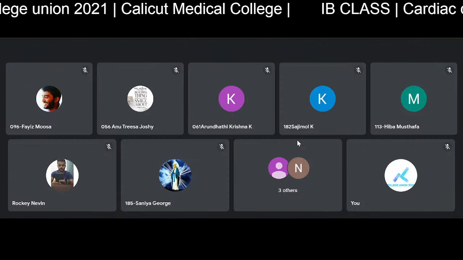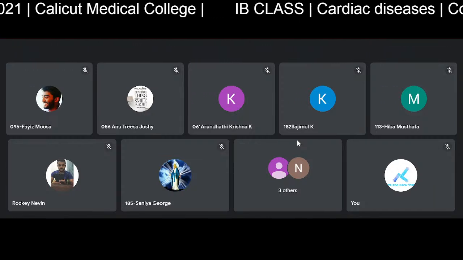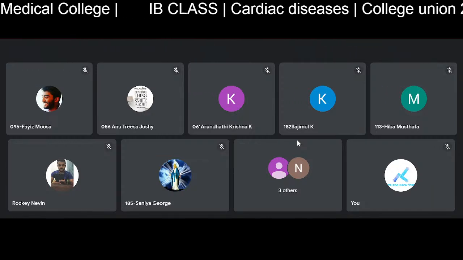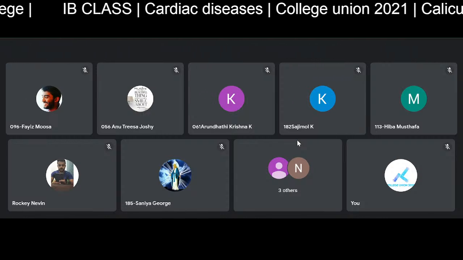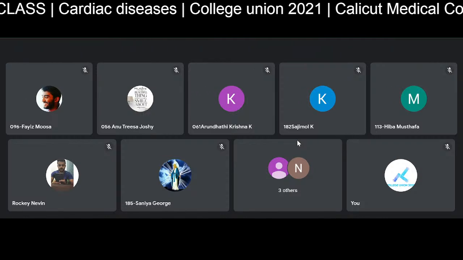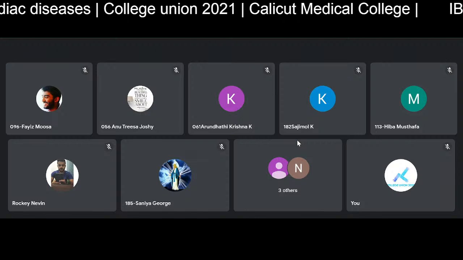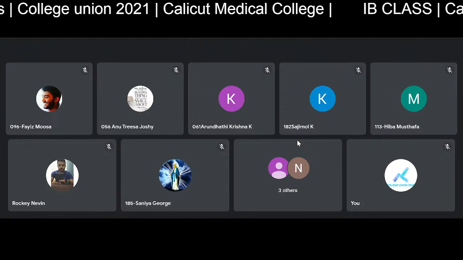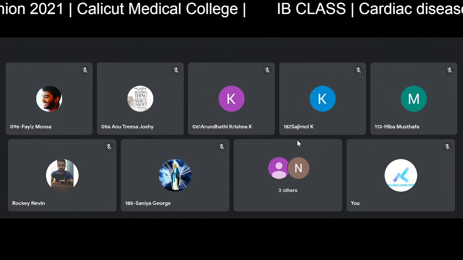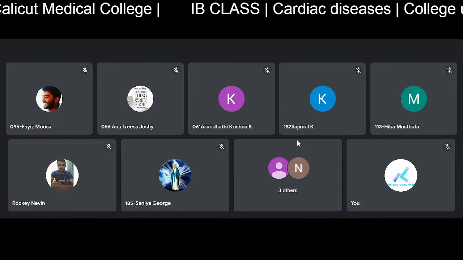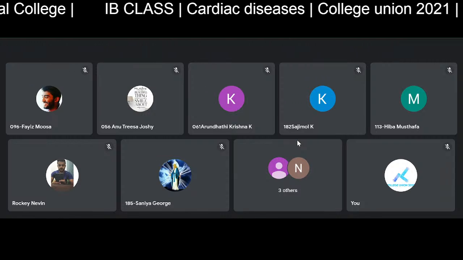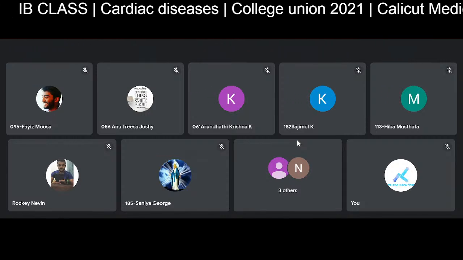Now, the next heading is cardiomyopathy. If you are wondering what a cardiomyopathy is, it's a cardiac muscle disease. There are different types, as you can see from this picture. The important ones: one is dilated cardiomyopathy, where the heart muscle is stretched and weakened, producing an enlarged heart, and the patient goes into cardiac failure.